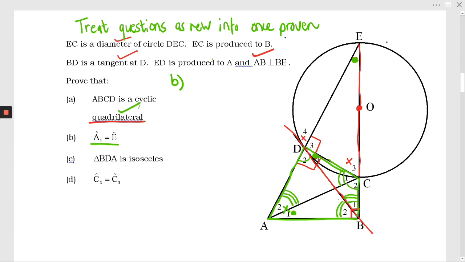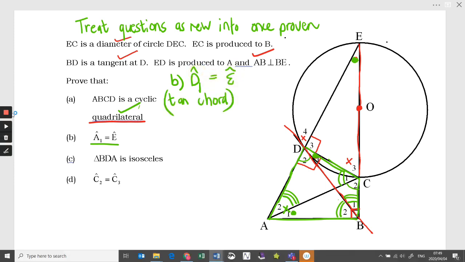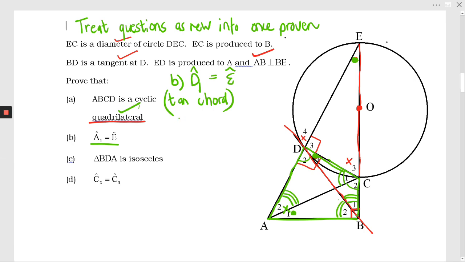So how did I get each of those? Well, they related to D1. D1 was equal to E because of tan chord, and then D1 was also equal to A1, and that was because of angles in the same segment, but only after I've proven A, or I've moved on from A. I couldn't have said that they were angles in the same segment and therefore I had a cyclic quad. I had to do it another way. So be careful of the order in which you make assumptions. So that is angles in the same segment.